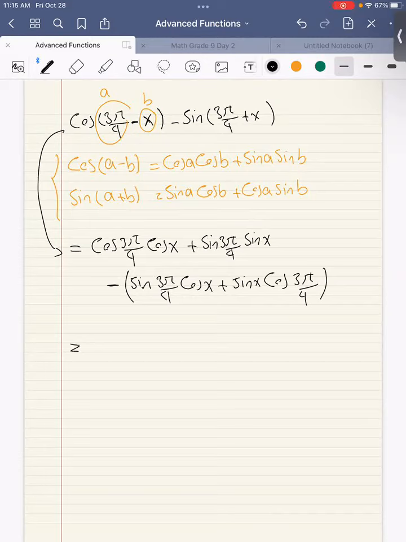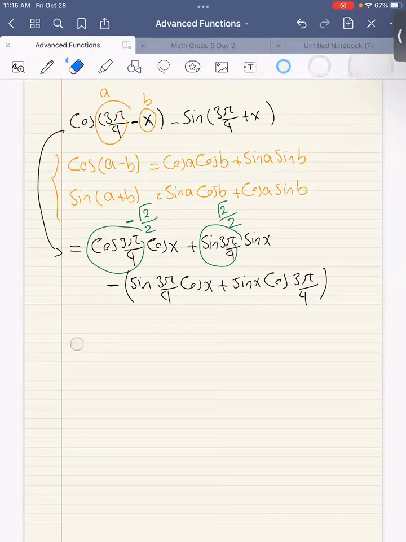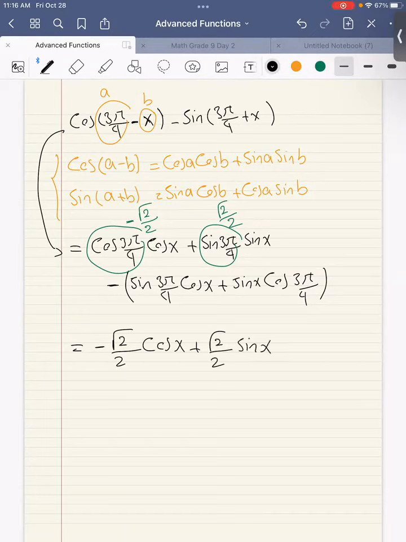But what is cosine of 3 pi over 4? Cosine of 3 pi over 4 is minus 1 over square root 2, which is minus square root 2 over 2. And sine of 3 pi over 4 is just square root 2 over 2. That's it. So you just plug in the numbers. So this is equal to minus square root 2 over 2 times cosine x plus square root 2 over 2 times sine x, and then minus square root 2 over 2 times cosine x, and then minus square root 2 over 2 times sine x.